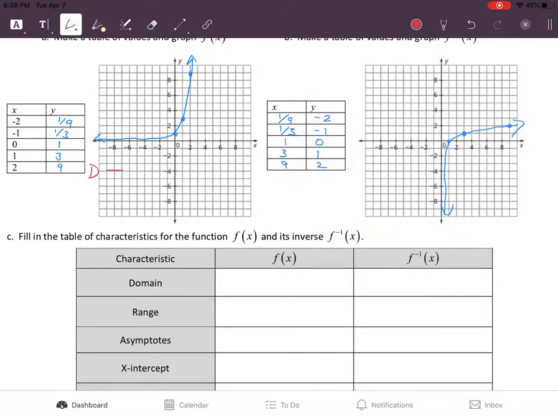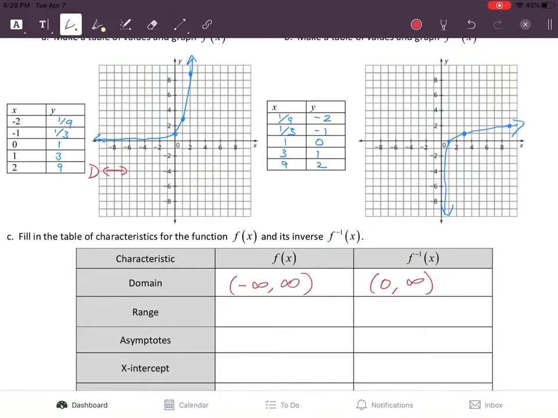Domain is going to be the values that exist in the graph, the x terms that exist in the graph going left and right. So starting on the left, our graph goes all the way to the left. So it starts at negative infinity, and as it goes to the right, it keeps going to the right, so it's going to go to positive infinity. For our inverse function, as it goes to the left, it gets stuck at the y-axis, so it never gets past 0 for the domain. On the right, it goes all the way towards infinity.